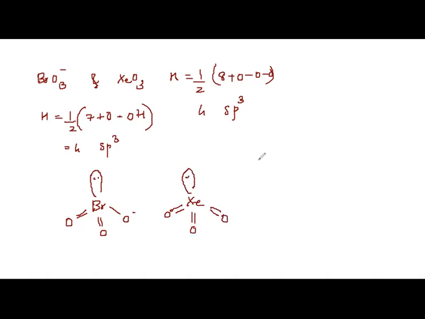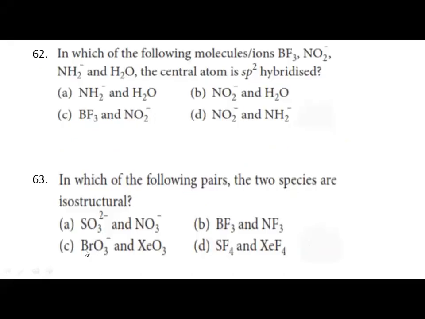Both have trigonal pyramidal geometry. So what is being asked? Two species are isostructural. So it is option C, BrO3 minus and XeO3. Both have the same structure, trigonal pyramidal, because of similar hybridization, sp3. That is what we call distorted geometry.